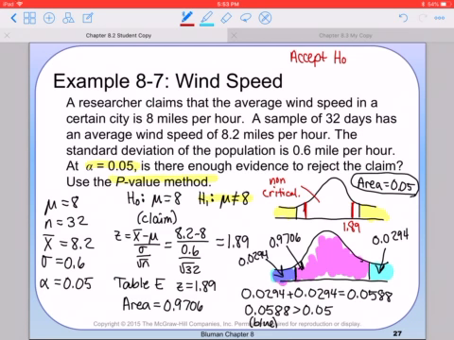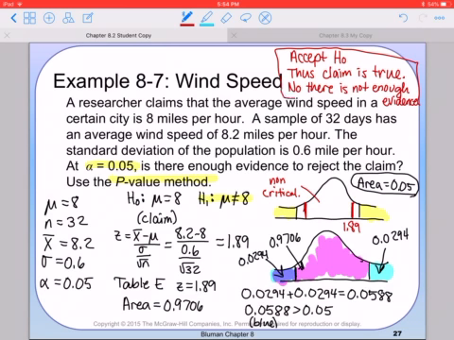So the question was asking, thus, the claim is true. Alright, so it says, is there enough evidence to reject the claim? And then we would say, no, there is not enough evidence. And there we go. So which way do you prefer doing it? Do you like the p-value method, or do you like our other method that we were doing? It's up to you, whichever one you want to use.